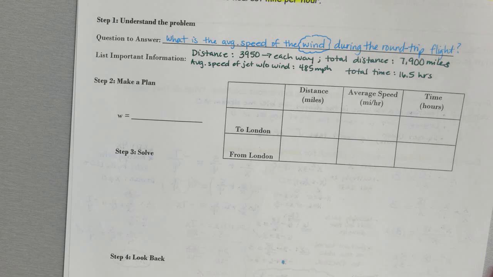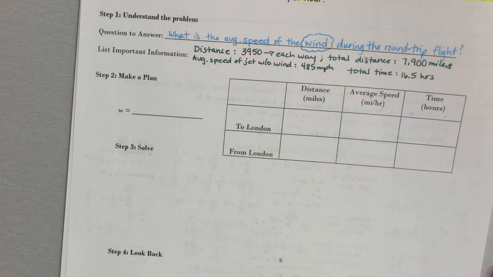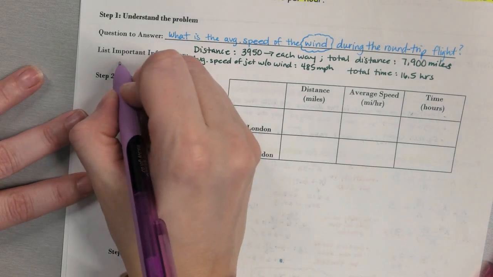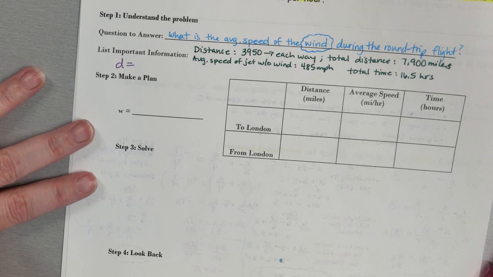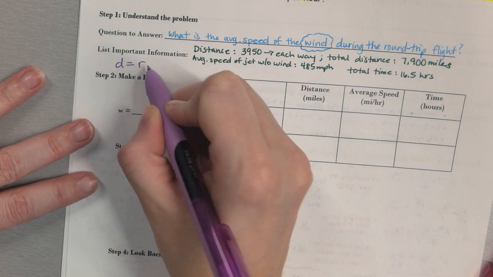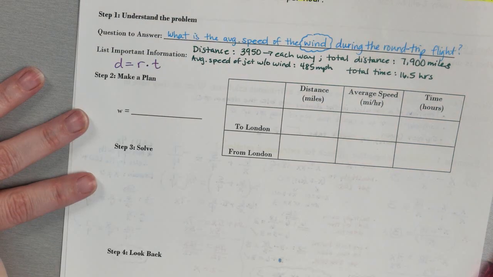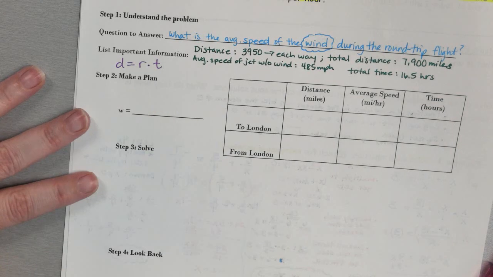Okay, so together we're going to make a plan. Notice that we have the distance, the speed, and the time. Do you guys remember that special equation we talked about earlier? Starts with D. D equals distance equals the what times what? Right? Yeah, which is the speed times the time. D equals RT. Okay, so we're going to use this to help us.